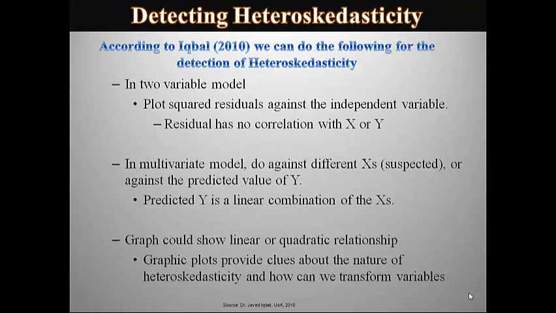According to Iqbal, we can do the following for the detection of heteroskedasticity. In a two-variable model, plot squared residuals against the independent variable. So residuals should not be correlated with any x or y. In a multivariate model, do this against different suspected x or against the predicted value of y, because predicted y is a linear combination of the x. We can check through a graph because it could show a linear or quadratic relationship, because graphic plots provide clues about the nature of heteroskedasticity and how we can transform variables.